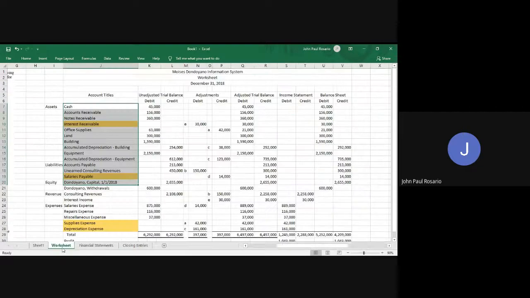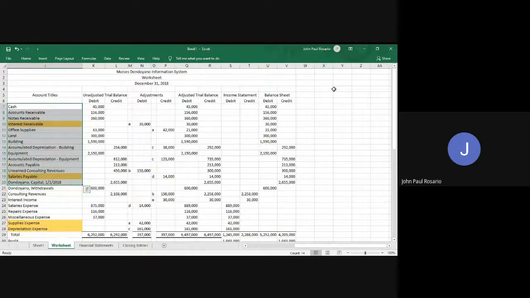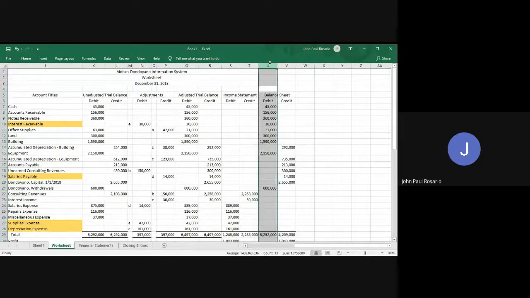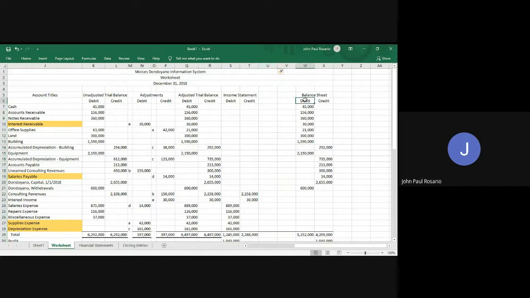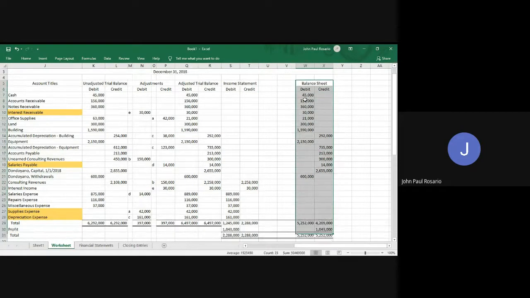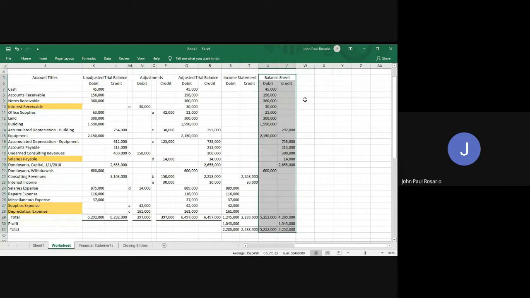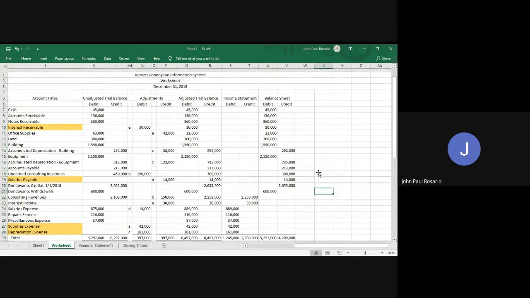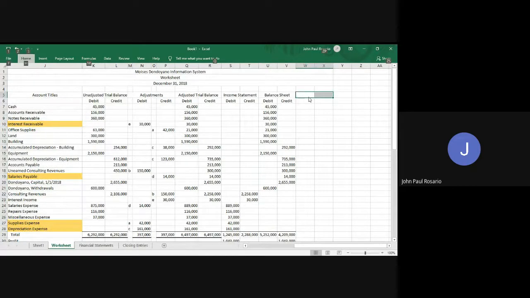Aside from that, you can prepare your post-closing trial balance through the use of your worksheet. So how do we do that, sir? Okay. We can do that by transferring our balance sheet here first, so that we have space for our post-closing trial balance.